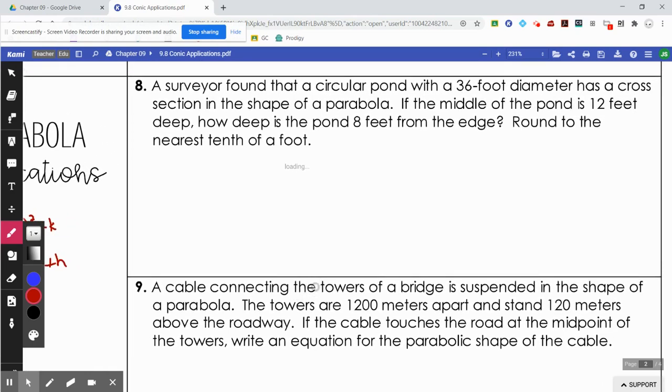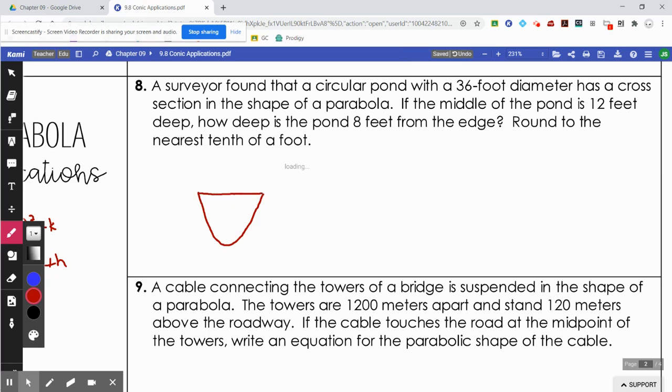Number 8 says a surveyor found a circular pond. So the top of the pond is circular, with a 36-foot diameter. So that's the actual width of the pond, but it has a cross section that's in the shape of a parabola. So the top is actually circular, but the actual pond goes down like this. And again, the top up here is circular.